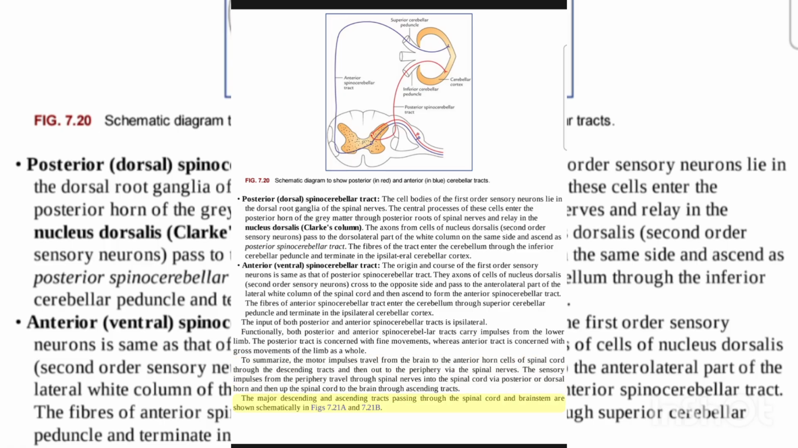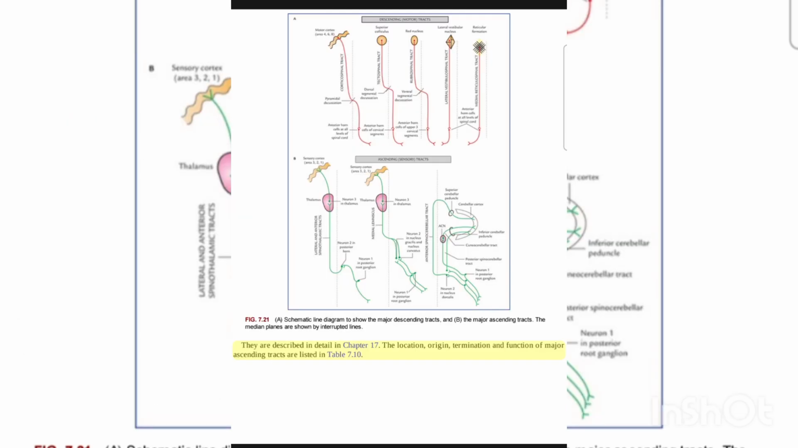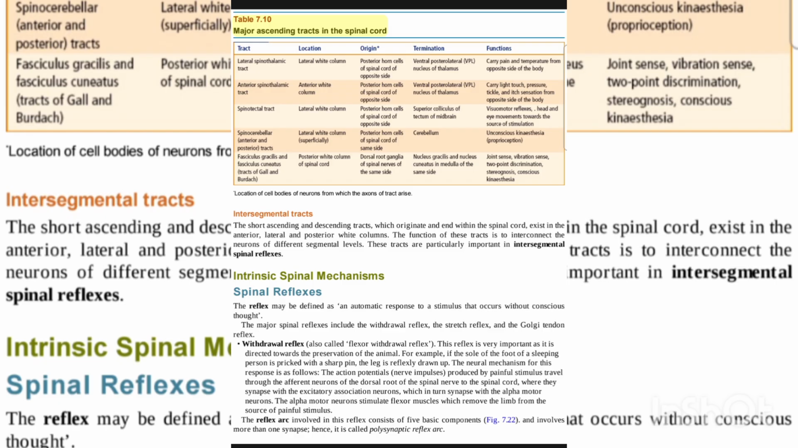The major descending and ascending tracts passing through the spinal cord and brainstem are shown schematically in Figs 7.21a and 7.21b. They are described in detail in Chapter 17. The location, origin, termination and function of major ascending tracts are listed in Table 7.10. Table 7.10, Major ascending tracts in the spinal cord.